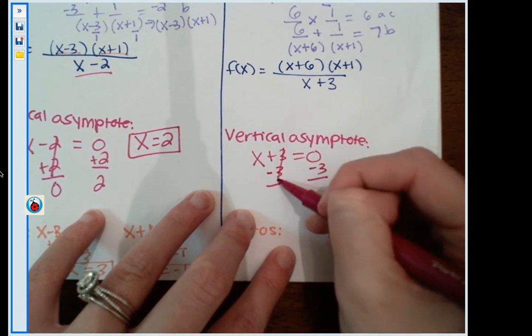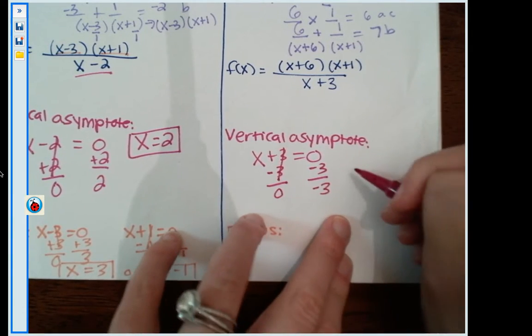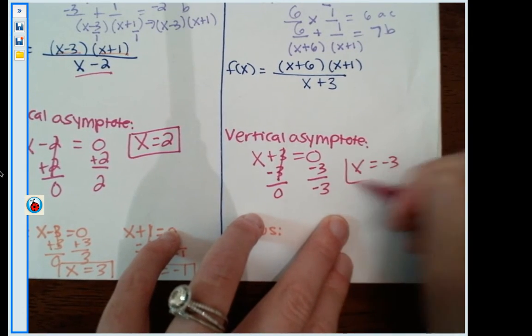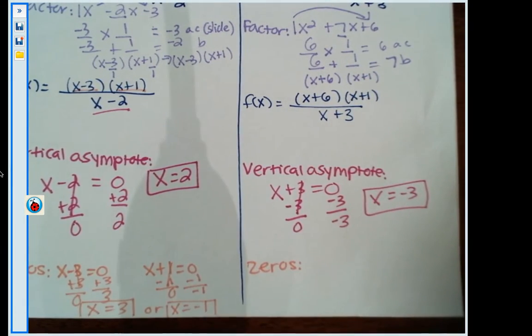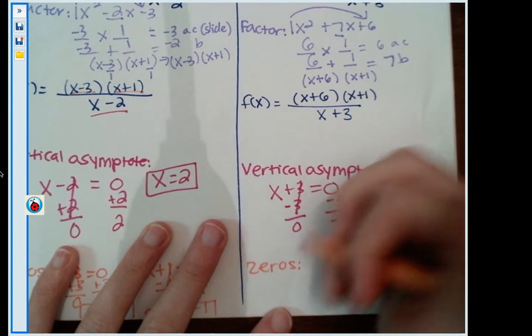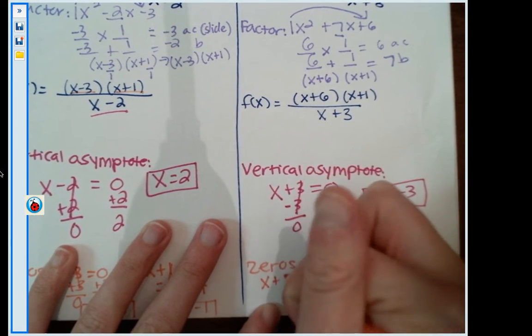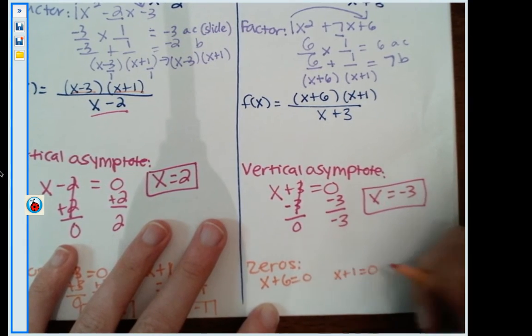Alright, so the way we move positive 3 to the other side is by subtracting that thing. 3 minus 3 cancels and turns to 0. 0 minus 3 equals negative 3. So our vertical asymptote is that x equals negative 3. Holy hot dog, right? That's it for your vertical asymptotes. And your zeros, you set every piece of the numerator equal to 0. So each factor that you see, you set equal to 0 and solve, and bam, you got your zeros. So we have x plus 6 equals 0, and x plus 1 equals 0.